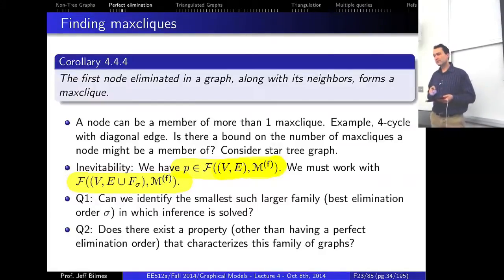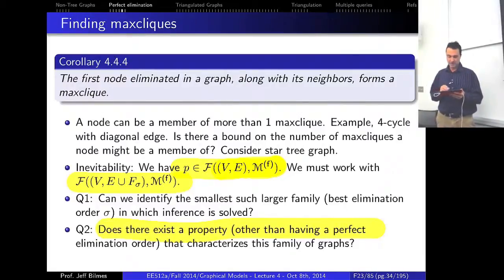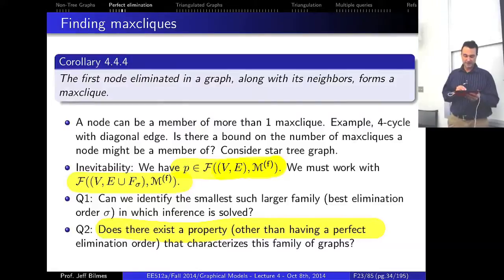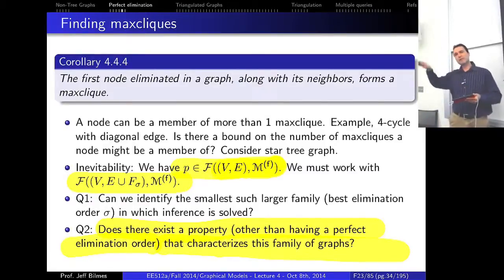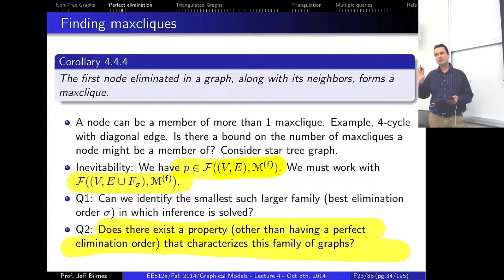And before we answer that question, we're going to answer the second question, which is, does there exist a property or a characterization of graphs, other than having a perfect elimination order, that characterizes this family of graphs? And this is how we're going to wrap around this discussion back to trees. We're going to see that it turns out that those graphs that have a perfect elimination order are intrinsically related to trees.